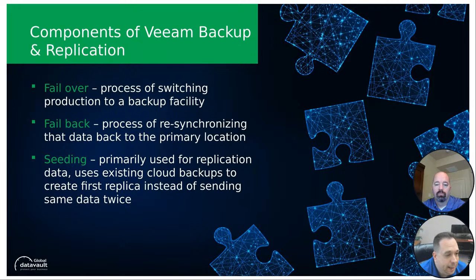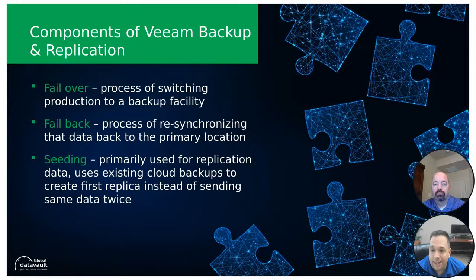So the failback is the process of synchronizing the data back from the Global Data Vault side to the primary data location. Let's say that you did have that one server go down and you did perform a failover, now in your Veeam Backup and Replication console.